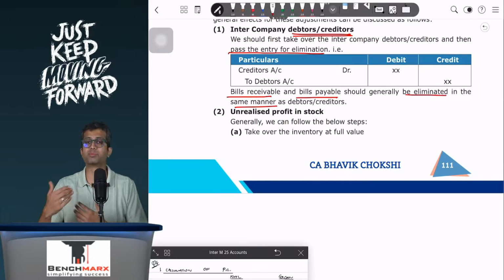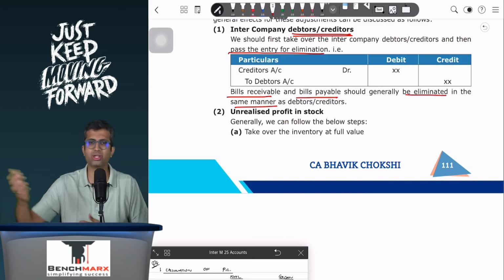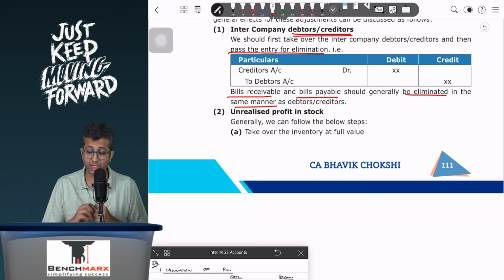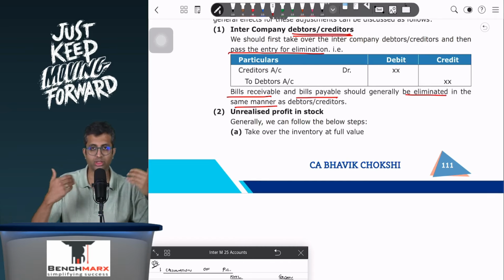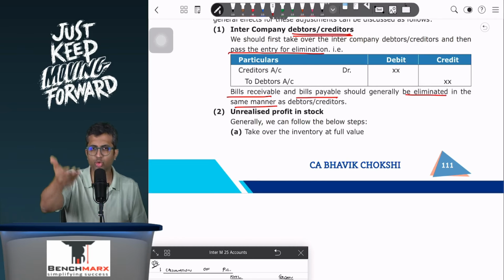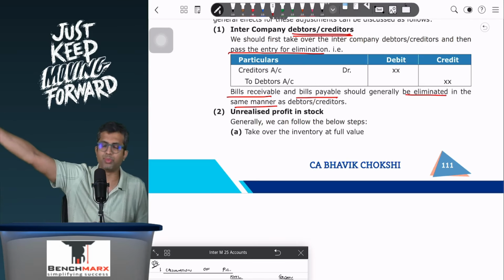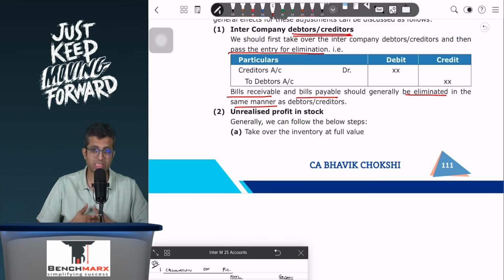However, sometimes it is possible that the bills have been endorsed or discounted, in which case I cannot eliminate it, because if the bills have been endorsed, then the payable is not to be paid to the drawer, it is to be paid to the creditor, and hence there exists a liability.